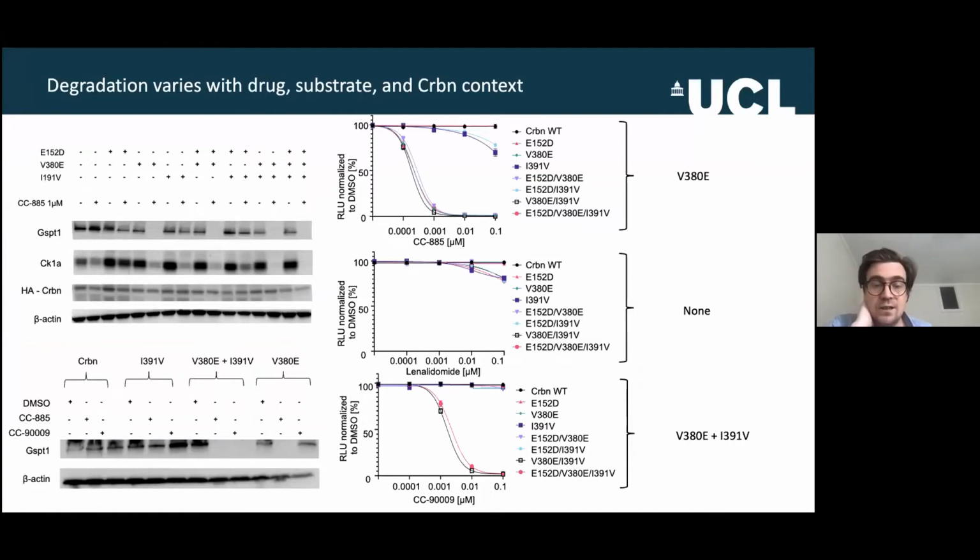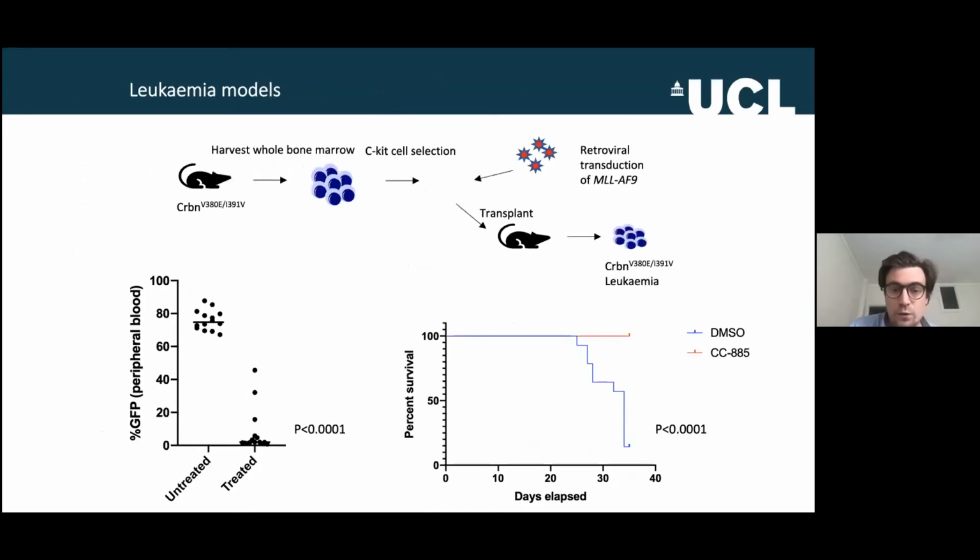And based on this, we thought that the minimal optimal design of a humanized mouse for investigating GSPT1 degraders was a V380E I391V double humanization mouse, which we went on to make. We generated MLL-AF9 leukemias on this double knock-in background.